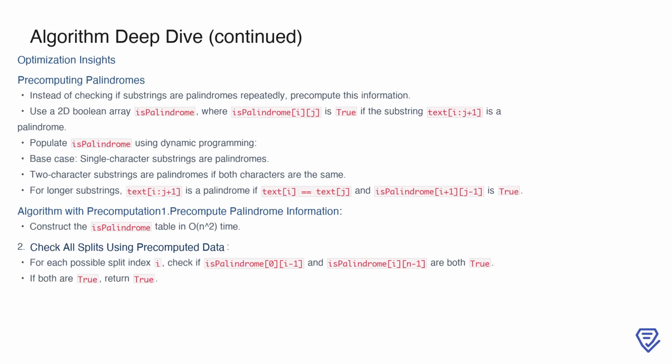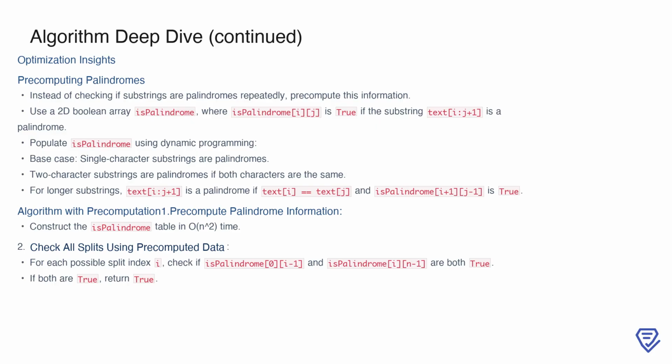To optimize, we can avoid redundant computations by pre-computing palindromic substrings. Using a dynamic programming approach, we can build a 2D Boolean array called isPalindrome. This array stores whether any substring of the string is a palindrome. The base case is simple: single-character substrings are always palindromes. For 2-character substrings, we check if both characters are the same.